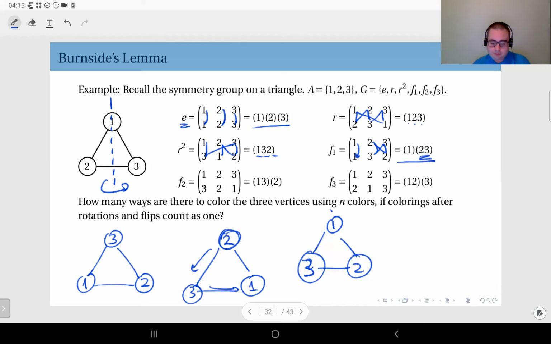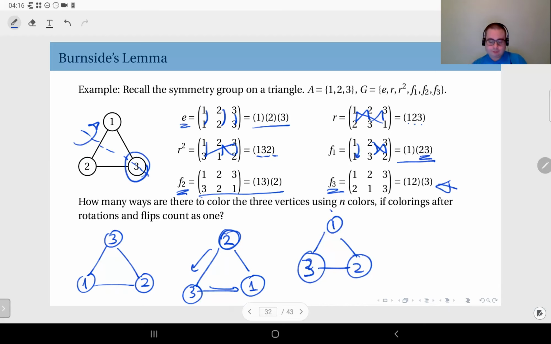Now the others, F2 is the flip across this axis passing through element or vertex 2, and you can actually derive these yourself. And finally F3 is the flip across this axis. So 3 stays put, 1 and 2 become each other, and this is the permutation.